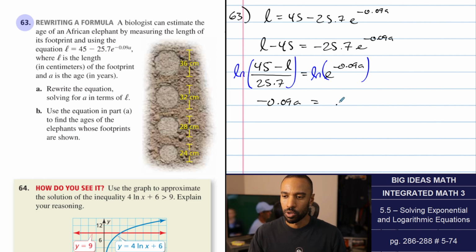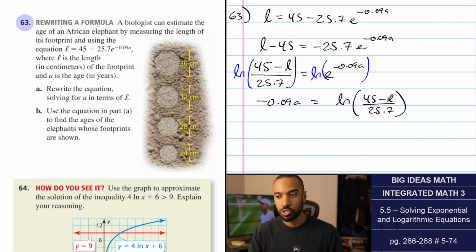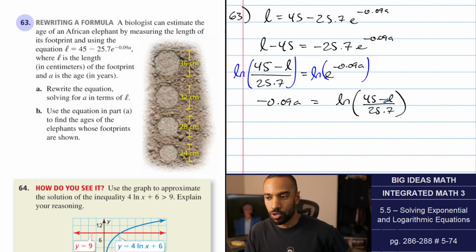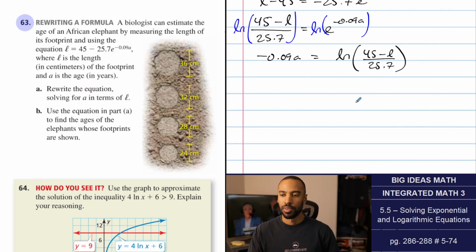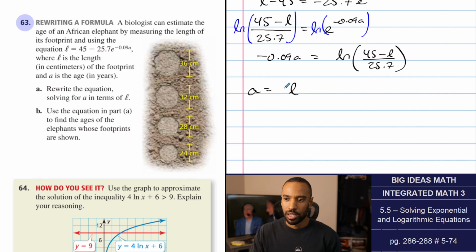This is negative 0.09a equals natural log of 45 minus L all over 25.7. You can also do forms of expansion of that. You can put a subtraction. I'll kind of show you what I mean here. And divide both sides by negative 0.09, so A can equal, I'm going to put the negative on top. So negative natural log of 45 minus L over 25.7, all divided by 0.09.